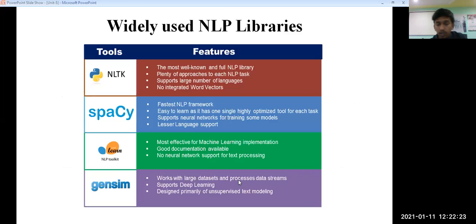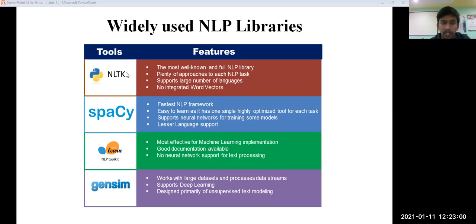Talking about some domain knowledge or in-depth concepts of natural language processing, let's talk about the widely used libraries with respect to NLP. There are many libraries available; once you get into the concept of NLP, you'll find many libraries. But here I'm just representing some important tools and libraries which are widely used by researchers and also by software techies, right?